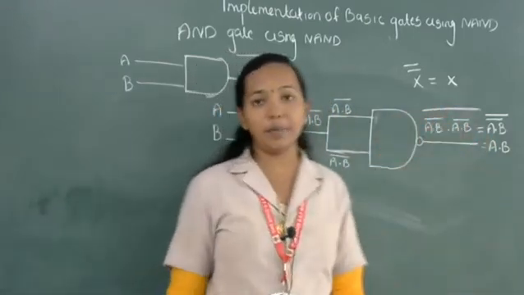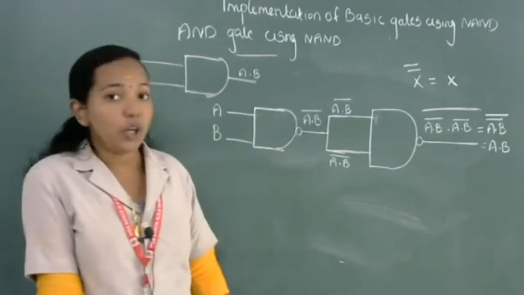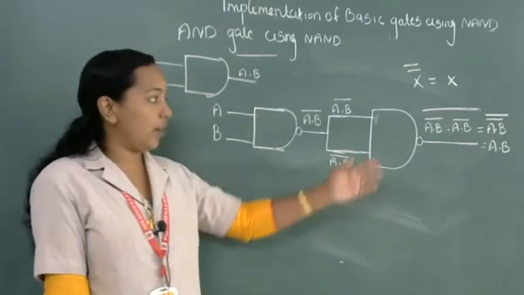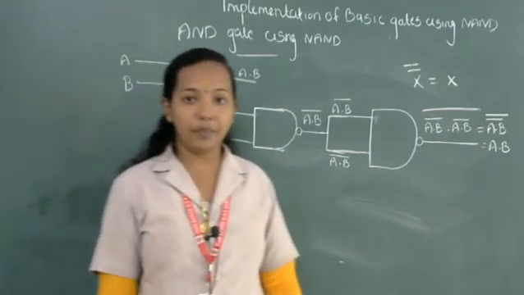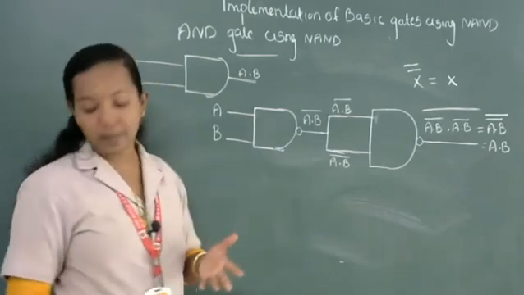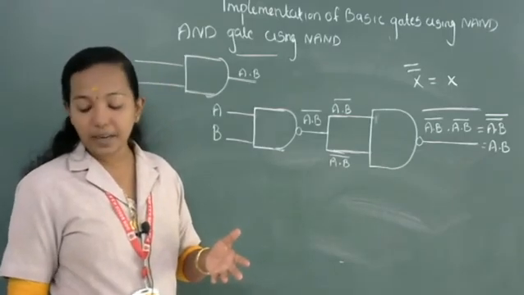Then one more complement is there. Then according to involution law, X double complement is equal to X itself. So hence we will get A dot B. So this is the truth table. Next I will write the algebraic proof. So what will be the algebraic proof?